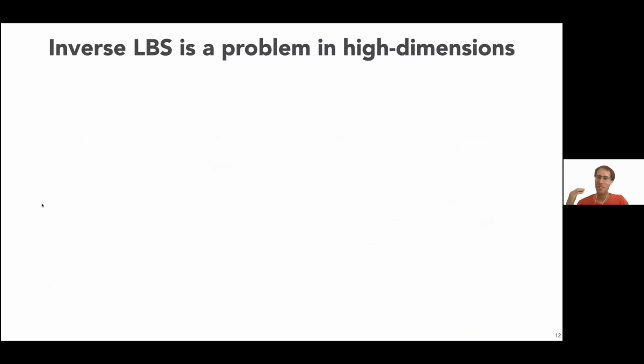Okay, so the point of view that I want to present is that we can view this inverse linear blend skinning as a problem in high dimensions. I'm going to try to give some intuition here. These transformation matrices, there's 12 numbers in an affine transformation matrix. So we can think of a transformation matrix as a point in 12-dimensional space, which I can't visualize.